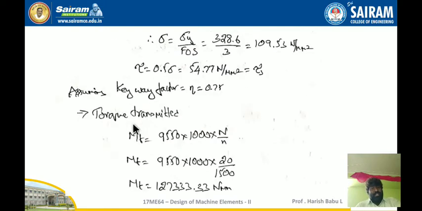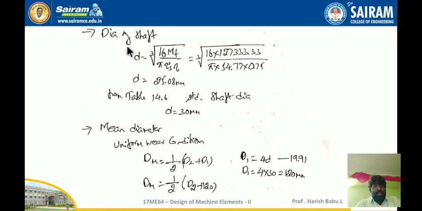So now the first step will be again the torque transmitted. So Mt is equal to 9550 into 1000 into capital N by small n. So Mt is equal to 9550 into 1000 into 20 by 1500. So I'm going to get Mt as 127,333.33 Newton mm. So now diameter of the shaft. So small d is equal to cube root of 16 Mt divided by pi tau s into QA factor. So I substitute the value 16 Mt, pi and tau s which you calculated, and the QA factor as 0.75. So I'm going to get small d as 25.08 mm.